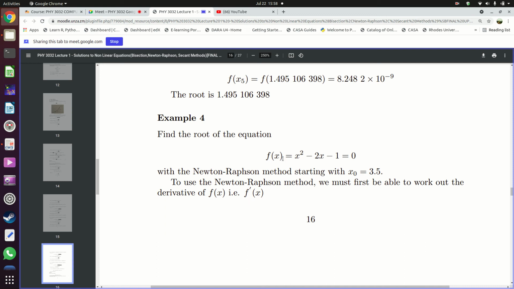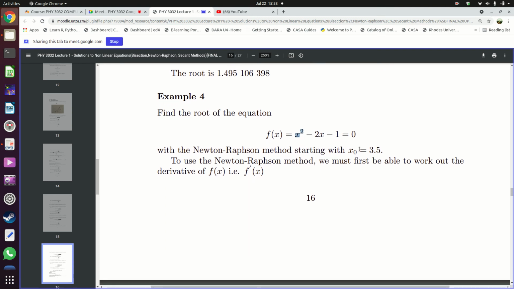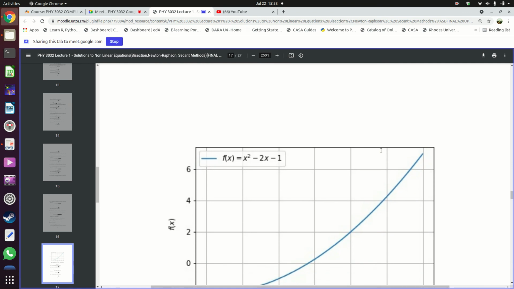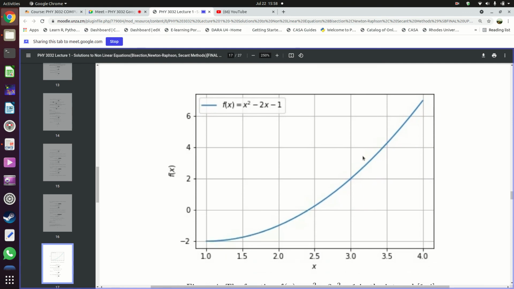So in this case, we have got x squared minus 2x plus 1 equals 0. And how does this function look? We're starting with a guess value x0, which is equal to 3.5. This is our function between 1 and 4. So this is what it looks like. Between 1 and 4, it looks like that.